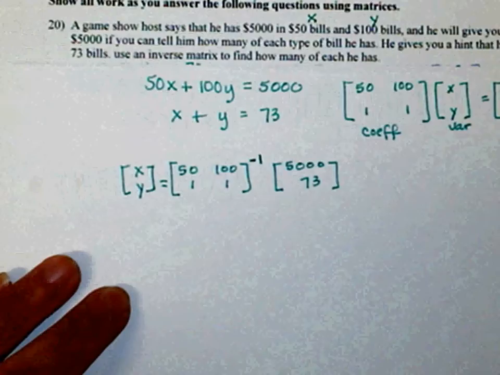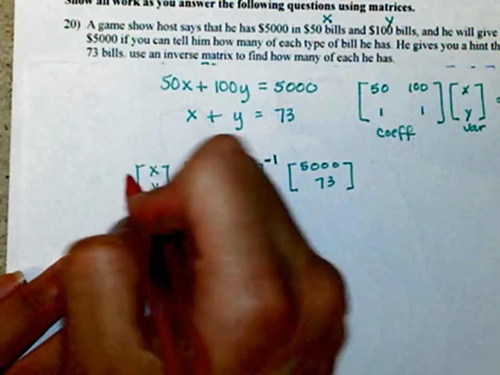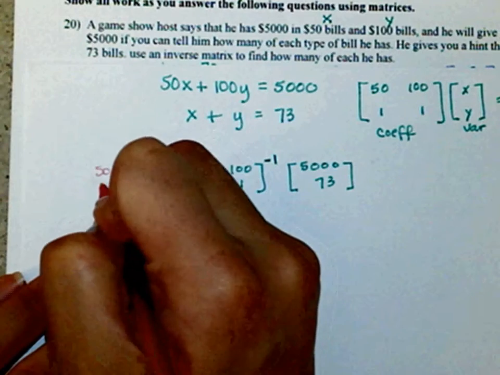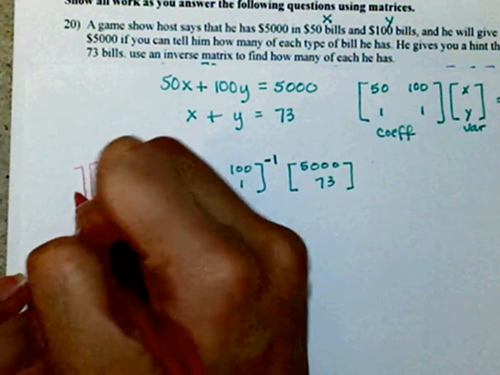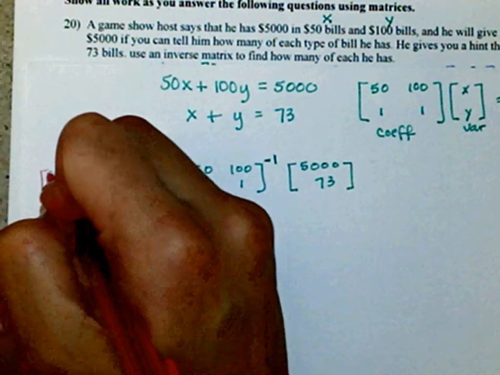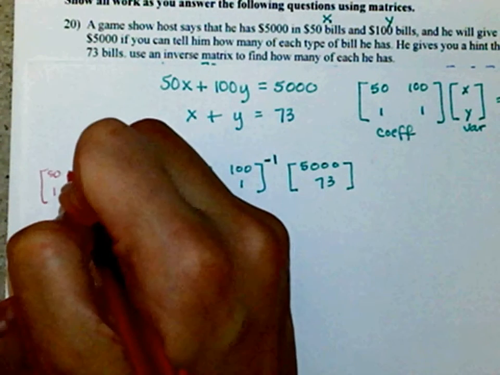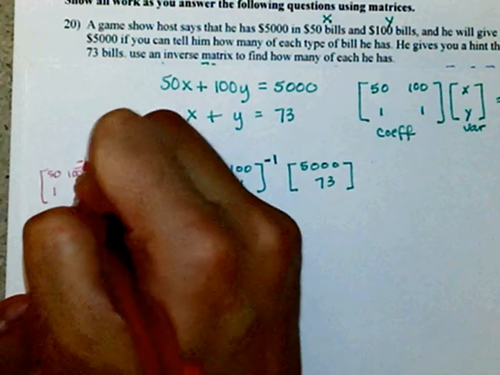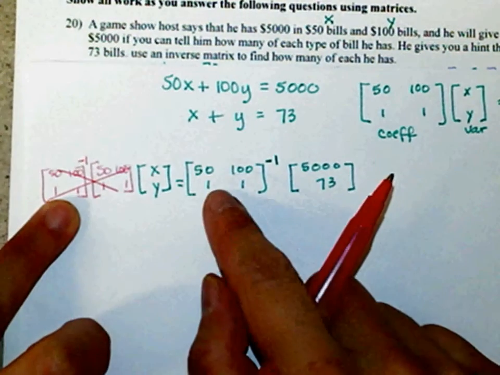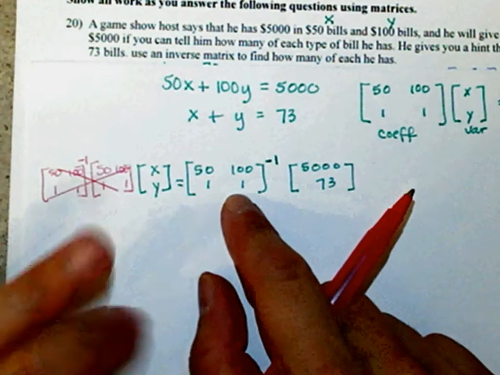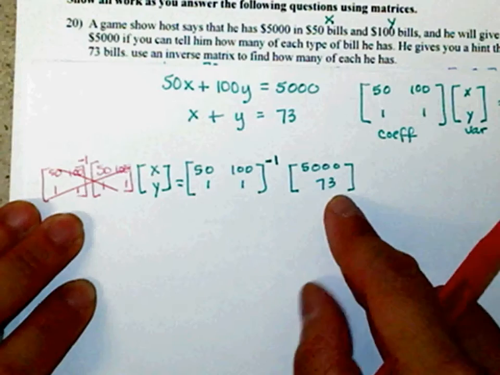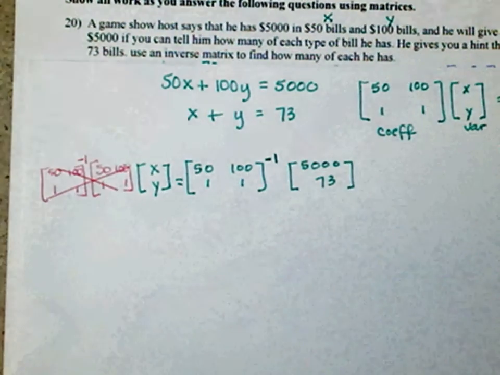But let me tell you what happens actually right here, okay? You had your matrix right here, your coefficient matrix, times your inverse matrix, okay, which is 50, 1, 100, and 1. They cancel out. And what you do to one side, you do to the other side. That is actually what's taking place here. So now you can multiply this times your constant matrix, and that'll give you your X and your Y.